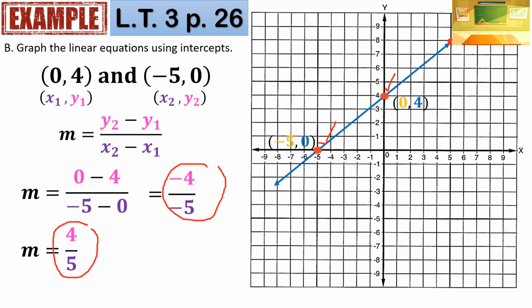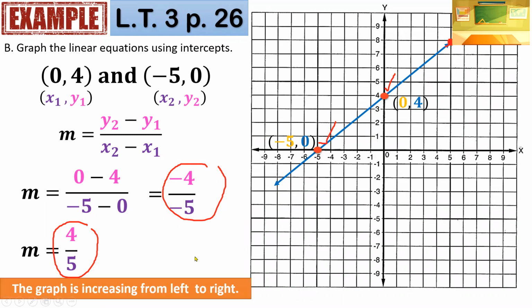So, kung mapapansin niyo, dito na yung point na yan. So, madadaanan pa rin yan ng linyang to kapag in-extend natin. So, ayan po ang itsura ng graph natin. So, kung mapapansin nyo, ang itsura ng graph natin ay pataas. So, kapag pataas, yan ay, the graph is increasing from left to right.